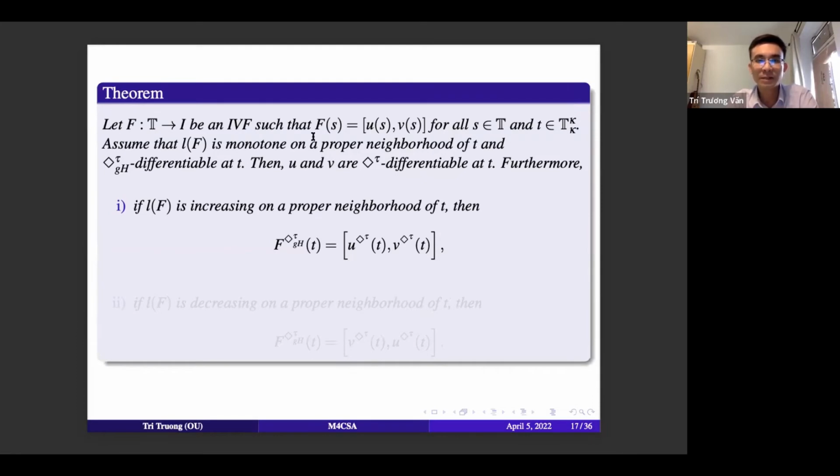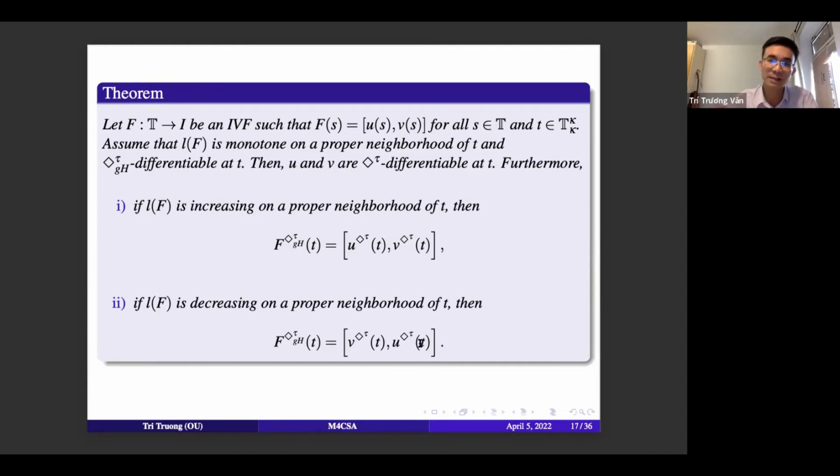And the next theorem says that if the interval function can be represented by the formula with the lower level and upper level, like u and v, where u and v are real value functions, and the length function of f is monotone on a neighborhood of t, and if u and v are diagonal differentiable at t, then in the first case the derivative of the function f can be represented by the derivatives of u and v. In the case where the length of the function f is decreasing, the derivative of f can be represented inversely, with the derivative of v and the derivative of u.